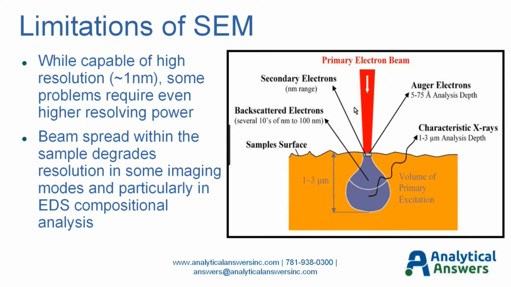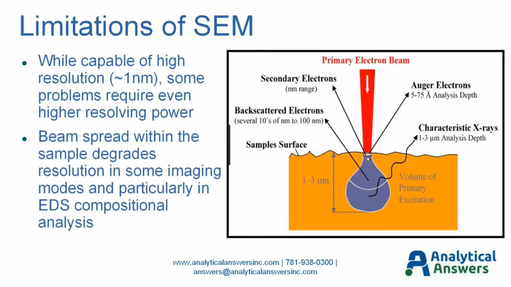Also, the interaction of the electron with the sample causes some beam spread upon entering the sample, and that will degrade our resolution in some imaging modes, and particularly if we're doing EDS compositional analysis. Again, on this quick schematic at the right, our probe beam is impacting on the sample surface.